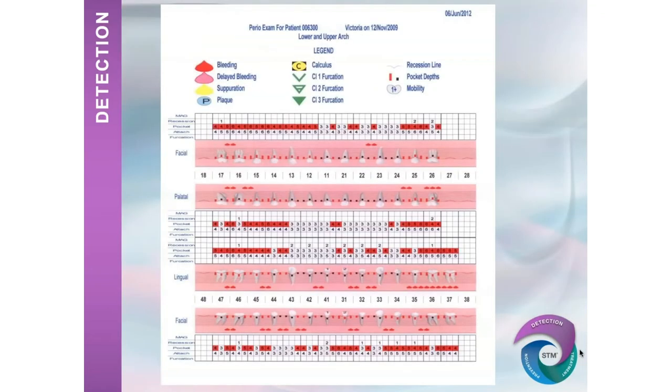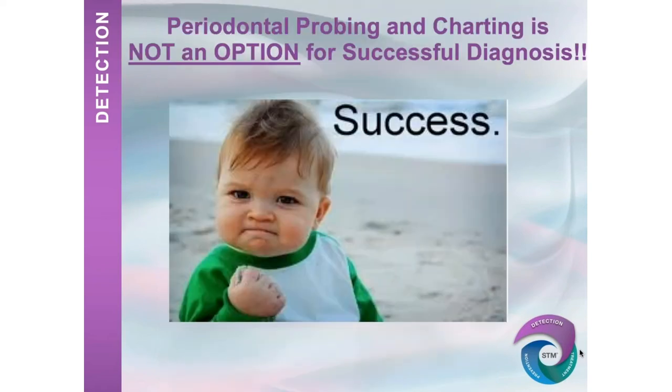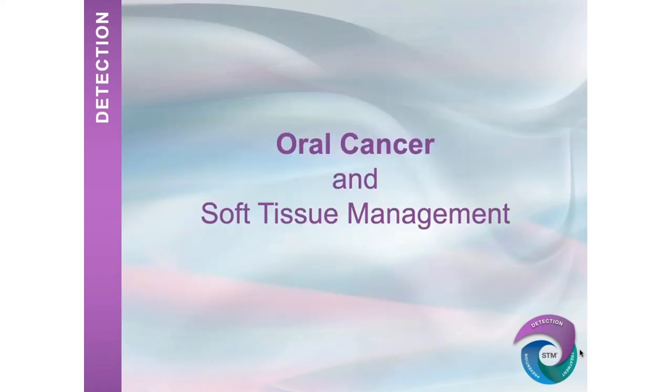So these are the measurements that we take. I typically encourage a color printer so that the patient can leave with something stating, listen, there's a problem. We have a solution. And remember, this is where you need to have that solution, because the patient will want to hear what your solution is. And it educates the patient even more. So probing and charting is not an option. It's absolutely mandatory when we present in soft tissue management. So detection, I think, is very important.